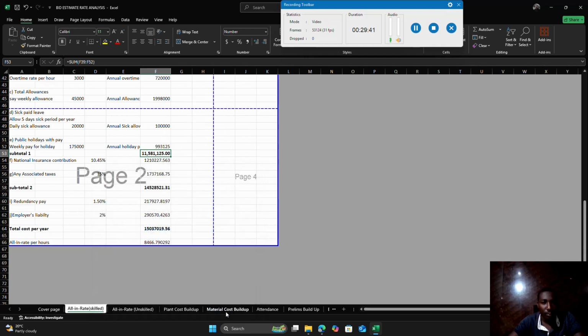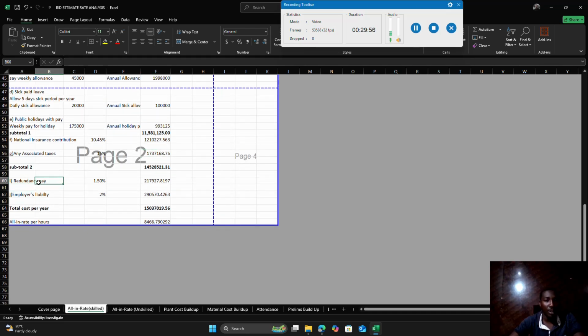Yeah, we have 11,581,000. Then insurance, national insurance contribution, that's a statutory requirement. Okay, then add any associated taxes. Then we are able to have redundancy pay. So the total cost per year, we are going to have to be spending this amount on the worker.